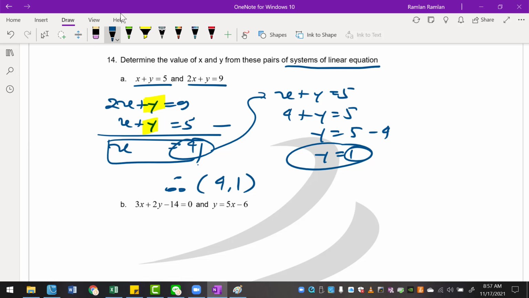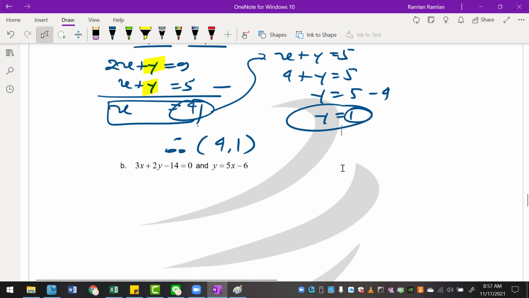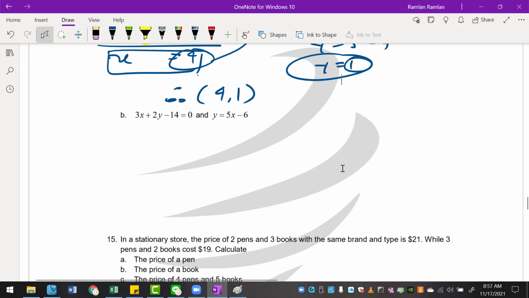Okay. And for question B, I'm going to use the substitution method this time. I'm going to substitute this y here by this expression, because this is y equals something, so I can just substitute that there. So I can write that down as 3x plus 2 times (5x minus 6). Notice that what I'm doing is just changing this y into 5x minus 6, because y equals 5x minus 6, right? So minus 14 equals 0.